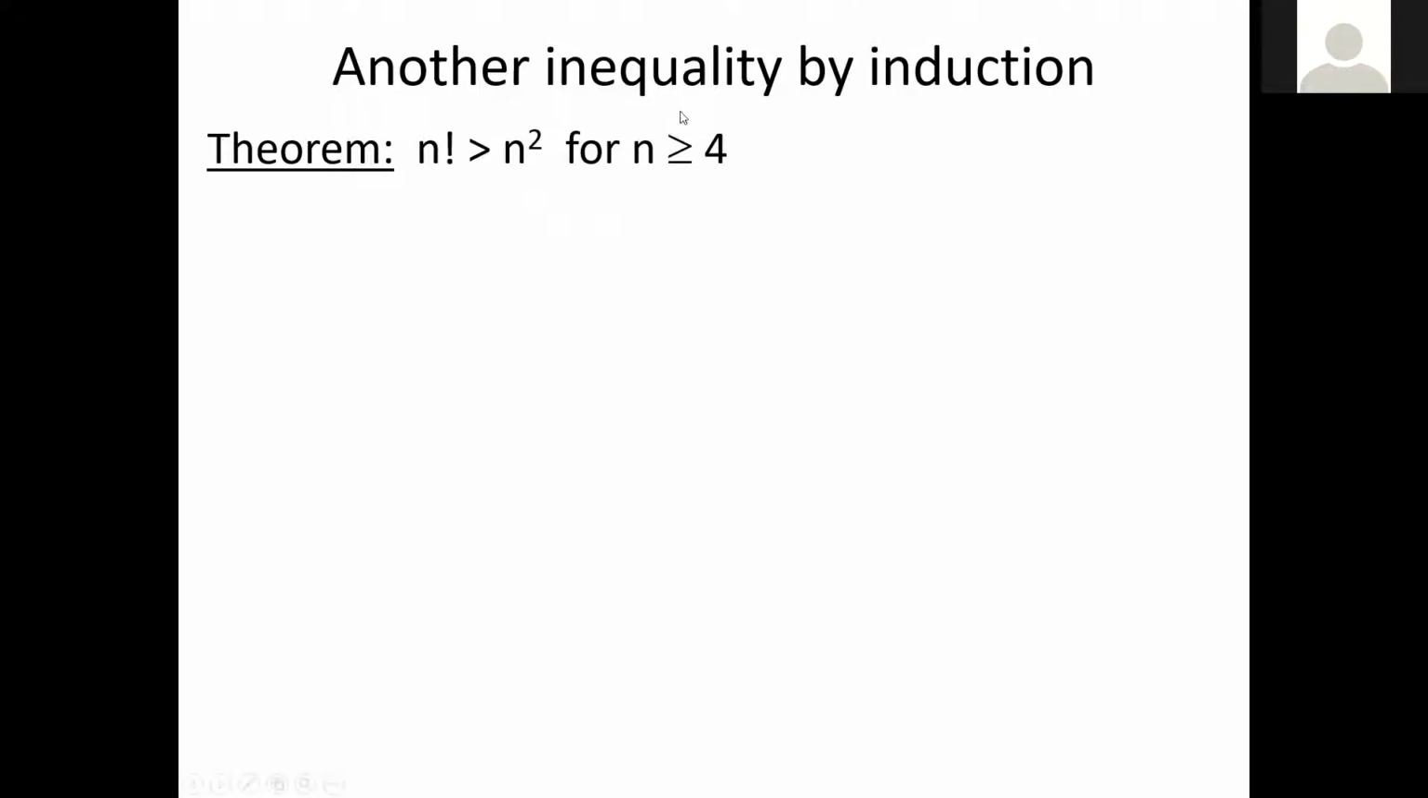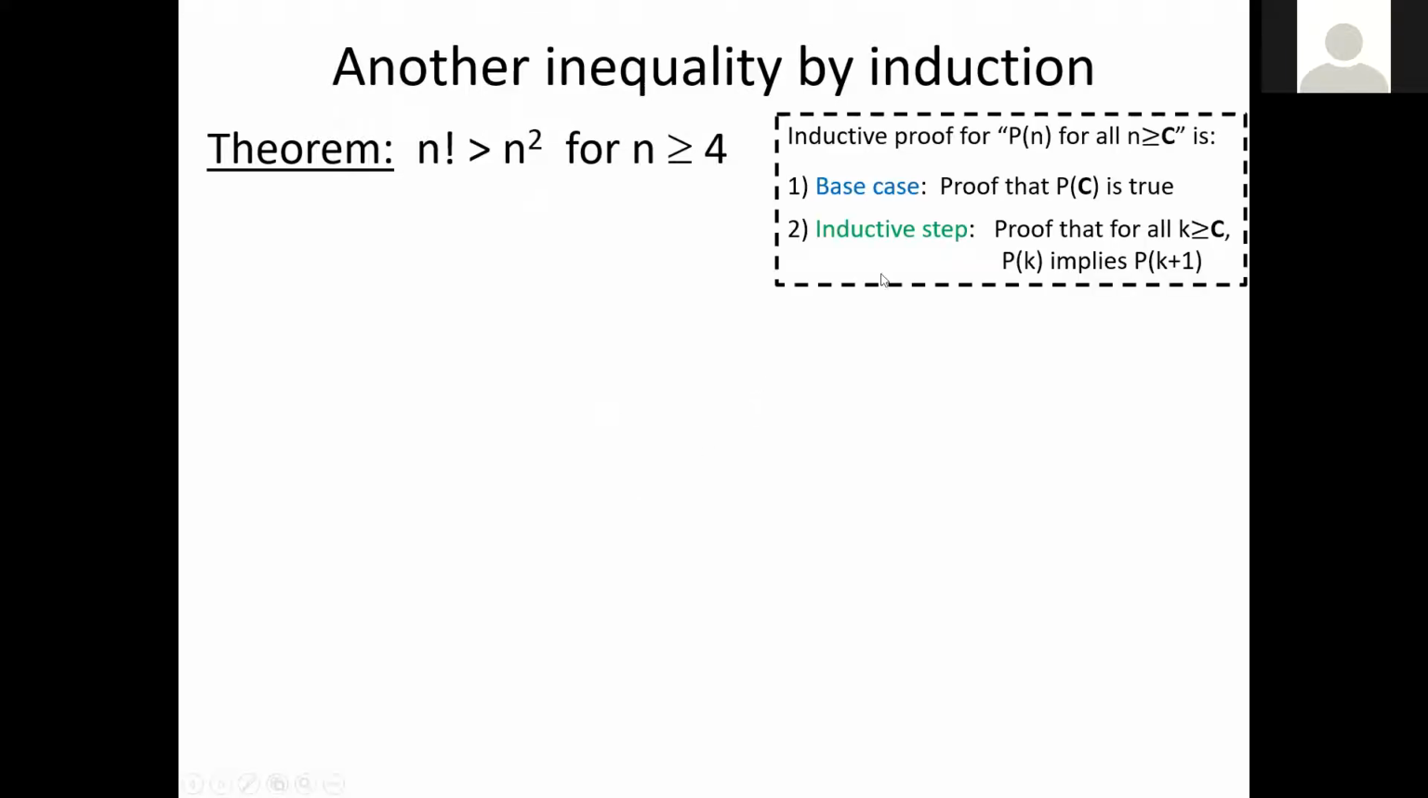So now we have an inequality by induction, that n factorial is greater than n squared. Do you see my slide now? Yeah, yes, I think so. So what is happening here? The predicate is that n factorial is greater than n squared. And this predicate is claimed for all n greater or equal to 4.